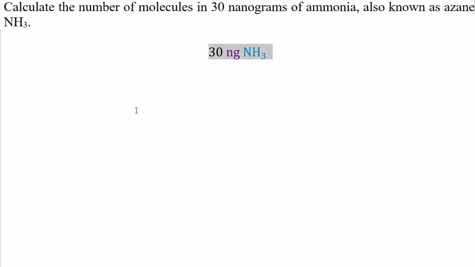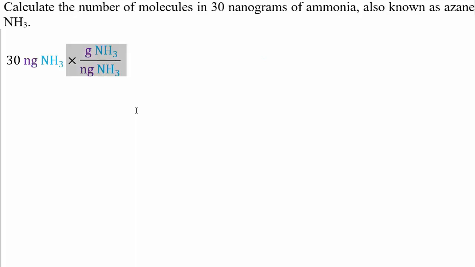Then, we multiply by the first conversion factor, which involves placing nanograms of ammonia in the denominator and grams of ammonia in the numerator. Since the gram is a larger unit, we establish that 1 gram equals 10 to the power of 9 nanograms. In the second conversion factor, we place grams of ammonia in the denominator and moles of ammonia in the numerator.